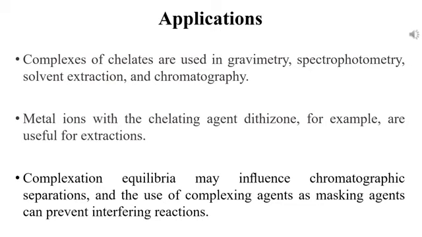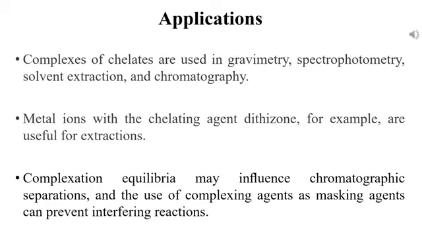So complexes of chelates are used mostly in gravimetry. They could also be used in spectrophotometry, in solvent extraction, and in chromatography. Metal ions with chelating agents like dithizone, for example, are mostly useful for extraction. These chelates are often highly colored, so their formation can then serve as the basis for spectrophotometric or atomic spectroscopic determination of metal ions.